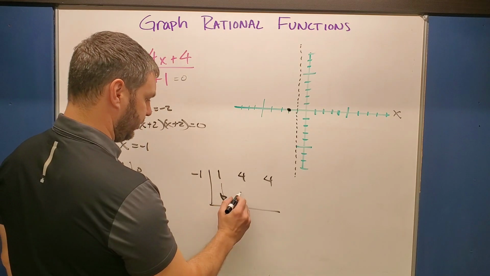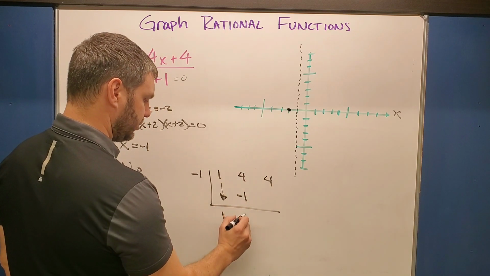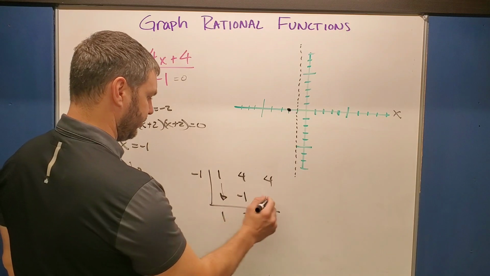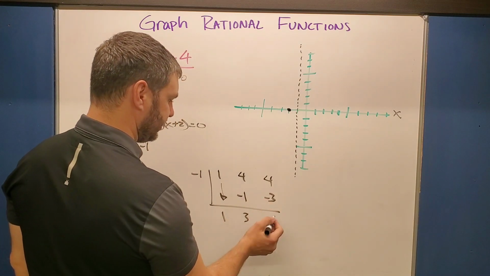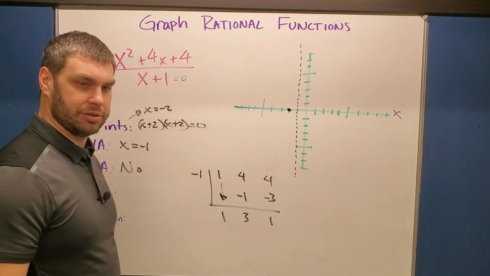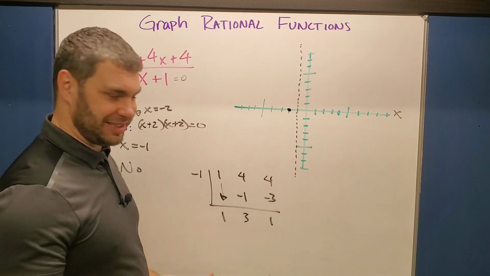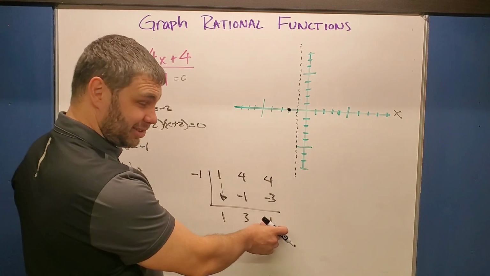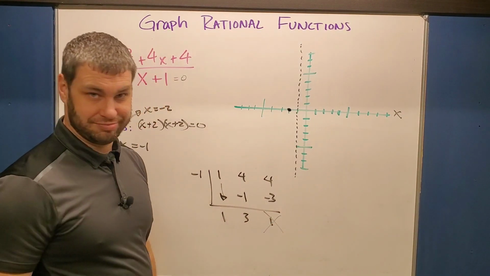1 times the -1 is a -1. 4 minus 1 is 3. 3 times -1 is -3, and then this gives me a 1. And then what I think is one of the weirdest things in all of math is that our remainder cancels out. You do not use it.